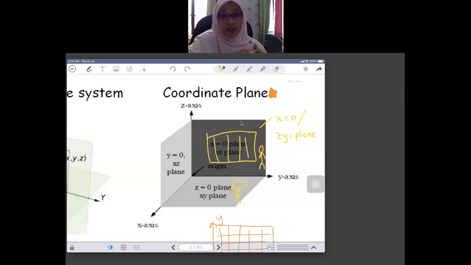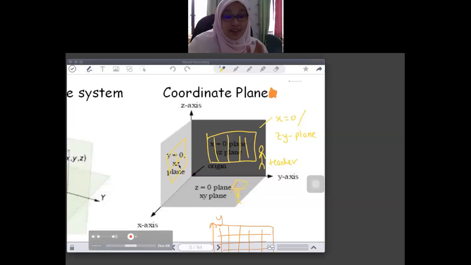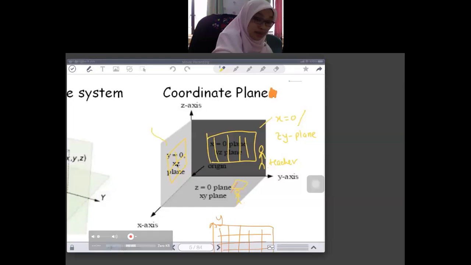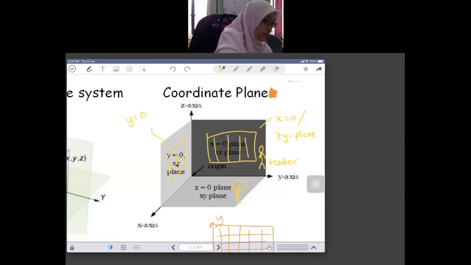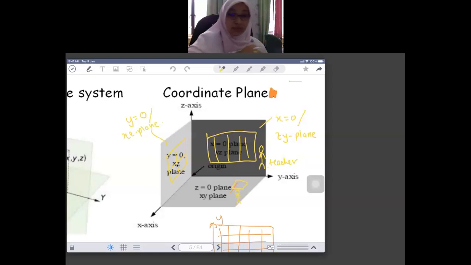And then you have another wall, called the side wall. There is a window, and this is your teacher. So now this one is your side wall. The side wall here is another coordinate plane. This is called the y equal to 0 plane, or you can say the xz plane. You can use either one.